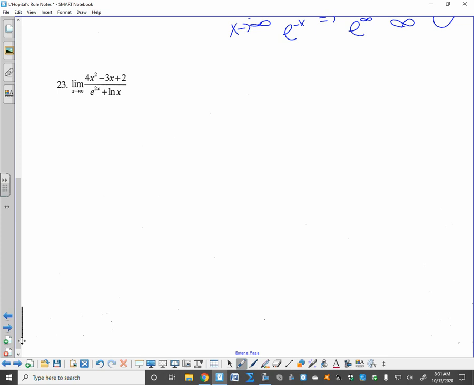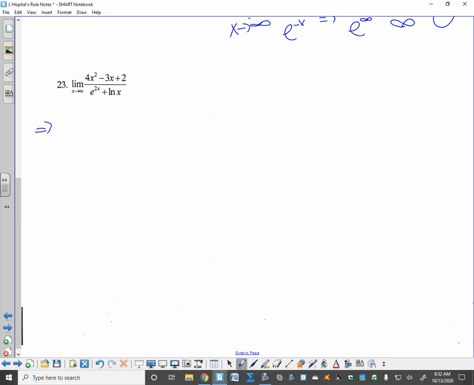Okay, the top, x is headed to infinity, so the top is headed to infinity, and the bottom, e to the infinity is infinity, and ln of infinity is infinity. And I'm mentally graphing e to the x and ln of x. So just have those in your back pocket and know what those graphs look like. And these should be able to be done without a calculator. So I'm going to say infinity over infinity, indeterminate form.